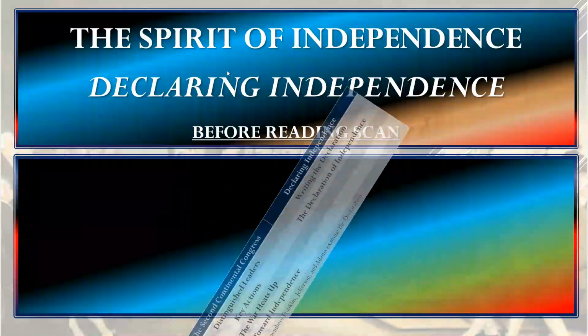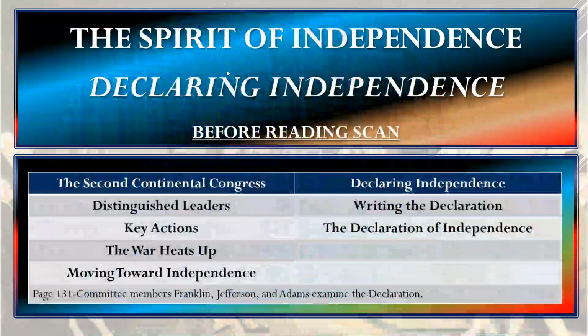Quick before reading scan. The Second Continental Congress has a lot of subtopics here: distinguished leaders, key actions, the war heats up, and moving toward independence. The second topic here, declaring independence, has two subtopics: writing the Declaration and the Declaration of Independence. So it's clear where the first one is going.